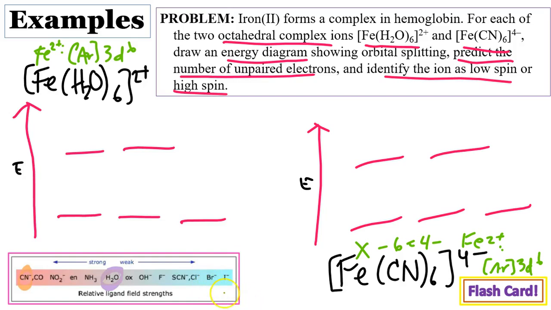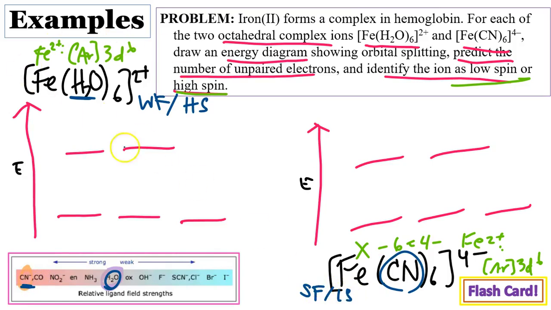And now we want to fill these electrons based on whether they have high spin or low spin, which is one of the things they wanted us to identify as well. That's going to be based on the ligand that is attached to our metal ion. So here we have water, which we know is a weak field ligand. So that has to have high spin. And then here we have our CN minus, or cyanide, which is a strong field ligand, or low spin. So let's go ahead and fill our electrons.